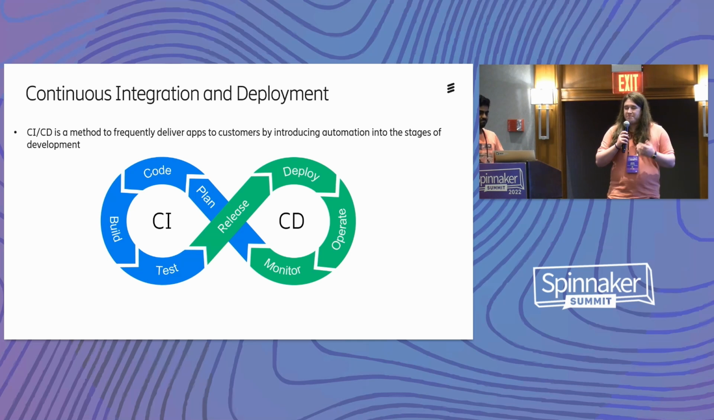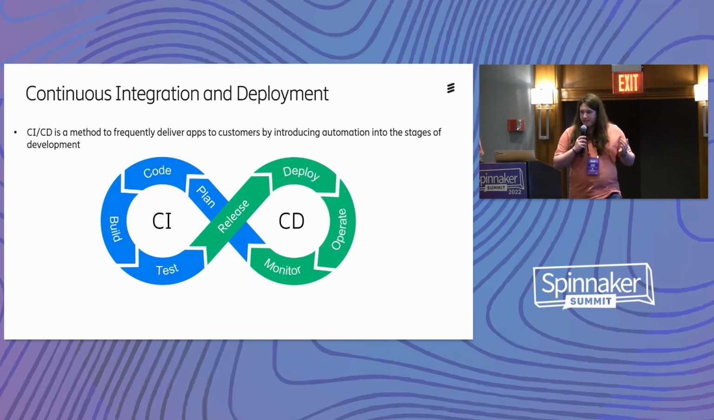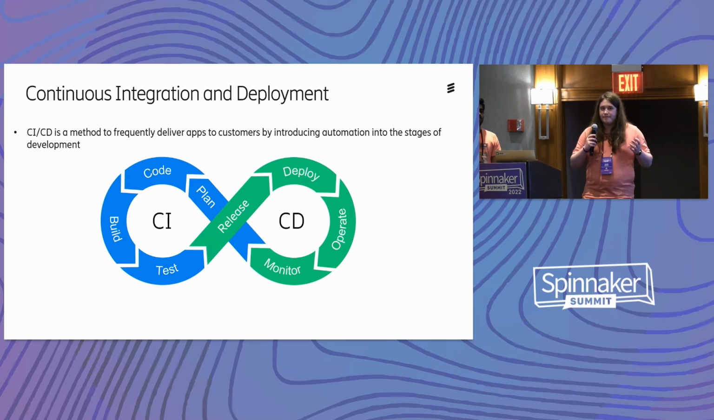Yep. So I'm sure a lot of you already know what CI/CD is, continuous integration and deployment. It's just a process of continuous planning, coding, building, testing, releasing, deploying, operating, monitoring. But it's a method to deliver your apps in an automated way, efficiently and safely. And there are many different tools involved at each of these stages that we'll go through a few example ones now in a minute.